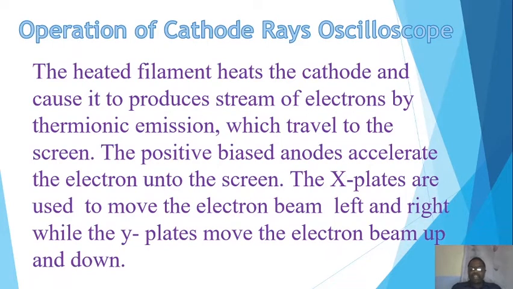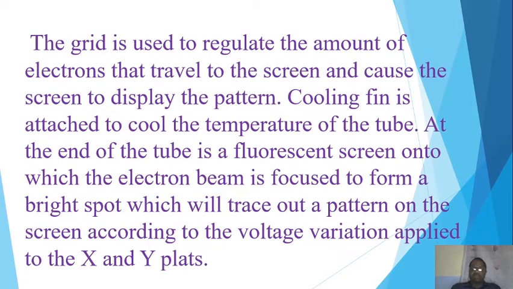The X plates are used to move the electron beam left and right, as we said earlier, while the Y plates move the electron beam up and down. Then the grid, you remember the grid is a part of the electron gun. So the grid is used to regulate the amount of electrons that travel to the screen and cause the screen to display the pattern. So the screen displays the pattern of the electron spot that is formed. Then when you look, you see that towards the tail end of the oscilloscope, we have the cooling fin. The cooling fin is attached to cool the temperature of the tube, because of the heat that is produced by the filament. The system gets hot. So it is the cooling fin that tries to cool the system.